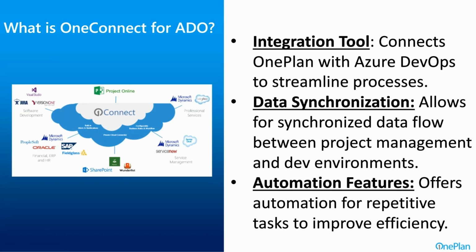If you are familiar at all with OneConnect, it is basically our integration platform. So this can be used to set up any number of integrations. One of our most common integrations for clients is actually our Azure DevOps, or ADO for short. What this integration can do is it can easily connect and streamline your data between Azure DevOps and OnePlan. You can create a seamless bridge between strategic planning in OnePlan and agile execution in Azure DevOps.